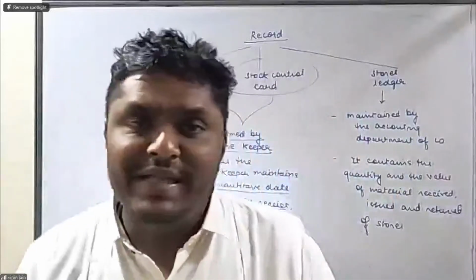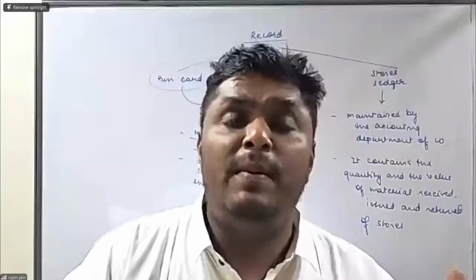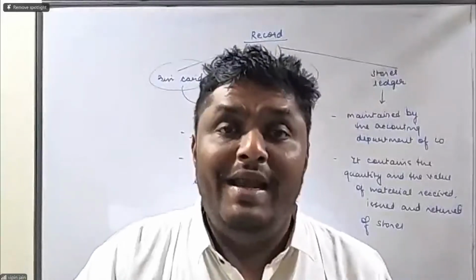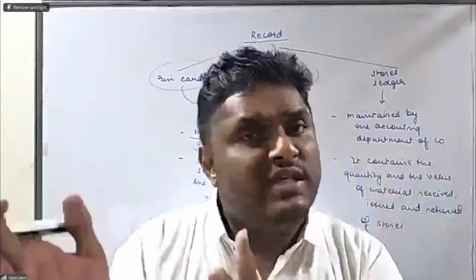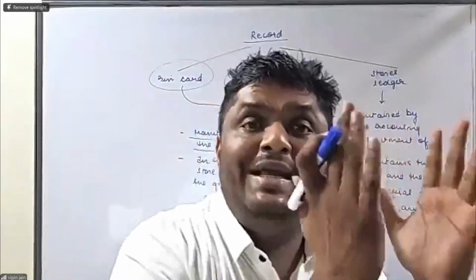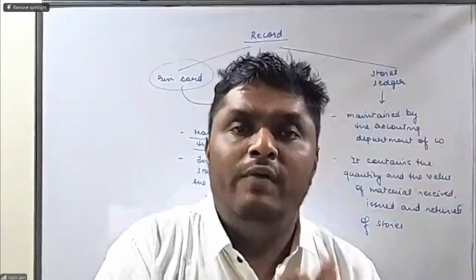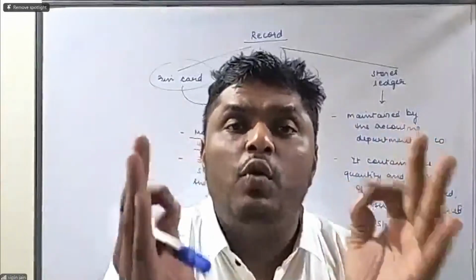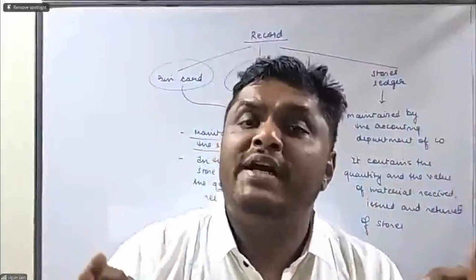Let me discuss this with the help of an example. Let's say I have taken a big premise on rent, a huge premise on rent. And let's say there are 20 sections in that premise. Or we can say 20 racks in that premise. Or we can say 20 rooms in that premise. So each room will be treated as a separate bin.